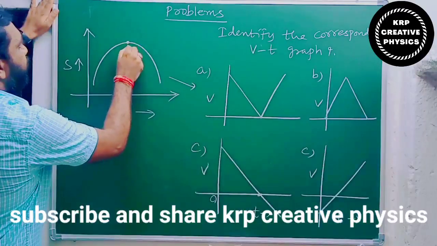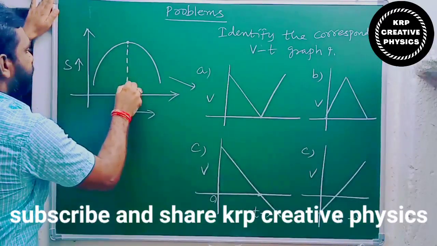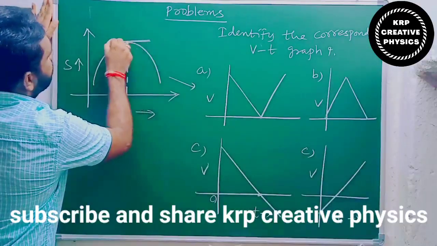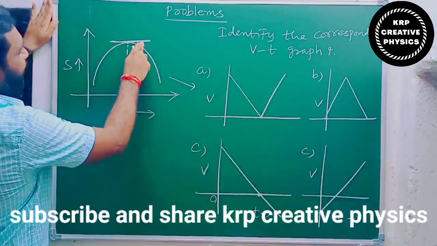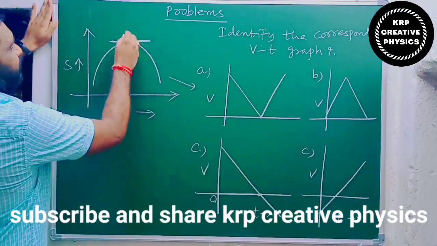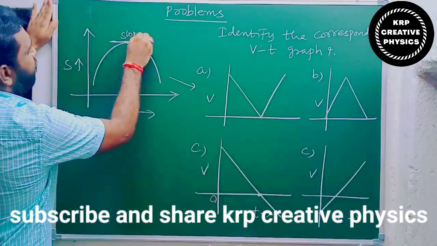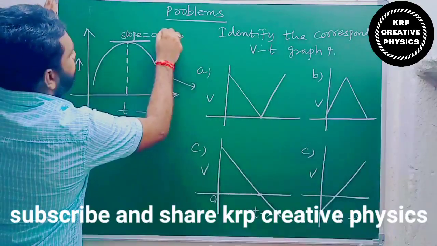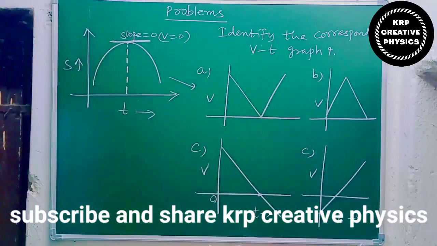Here we are going to divide this graph into 2 parts at the midpoint. Here this is the tangent. What is the angle made by this tangent with respect to the x-axis? The angle is 0, so the slope is 0. Slope is 0 means velocity is 0. At the midpoint velocity is 0. Okay, now it is clear.